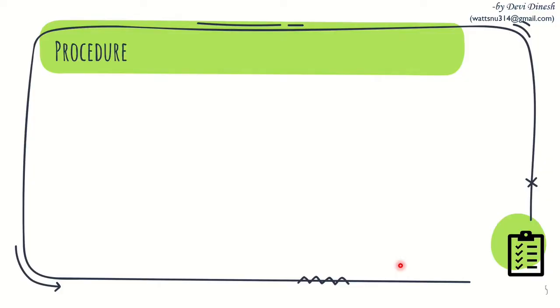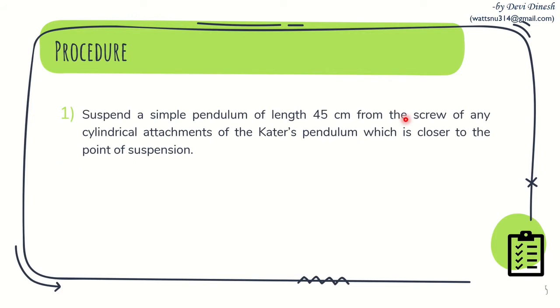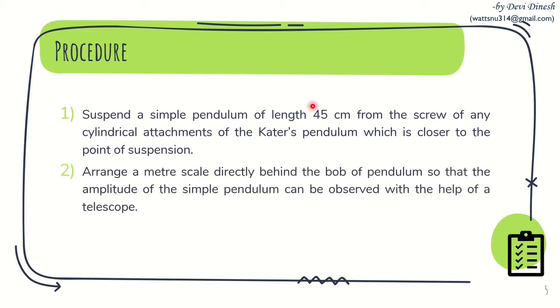Now let's start with the procedure. We are going to suspend a simple pendulum of length approximately 45 centimeters from the screw of any cylindrical attachment of the Kater's pendulum, which is closer to the point of suspension. Whichever cylinder is closer to the point where I am suspending the Kater's pendulum, I will be attaching it to the screw of that particular cylinder.